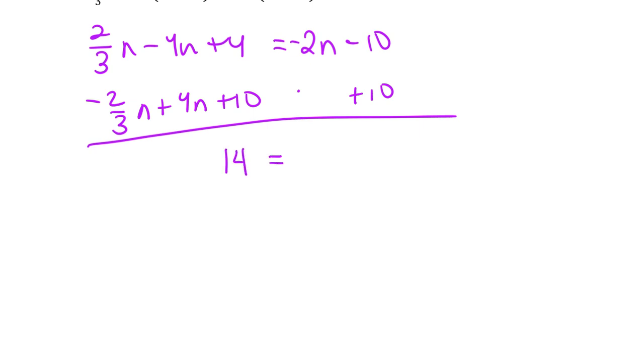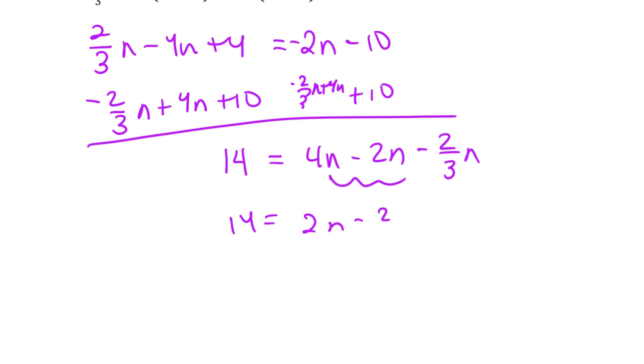So let's see, over here I get 14. Over here I get 4n minus 2n minus 2/3 n. I didn't write all that, did I? -2/3 n plus 4n. Okay, so this one's real easy, right? So I got 14 equals 2n minus 2/3 n. So now I got 2n minus 2/3 n.